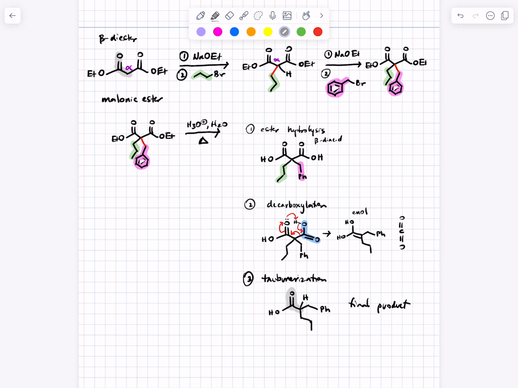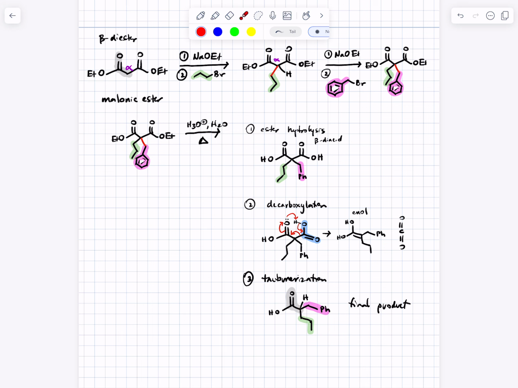The green atoms in the product come from one of the alkyl halides. The pink atoms in the product come from the other alkyl halide. The OH group here comes from the water that we use for the hydrolysis reaction. Okay.